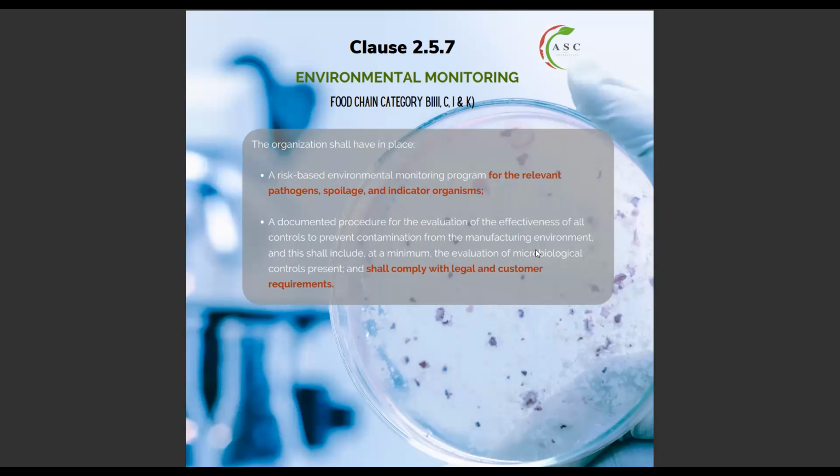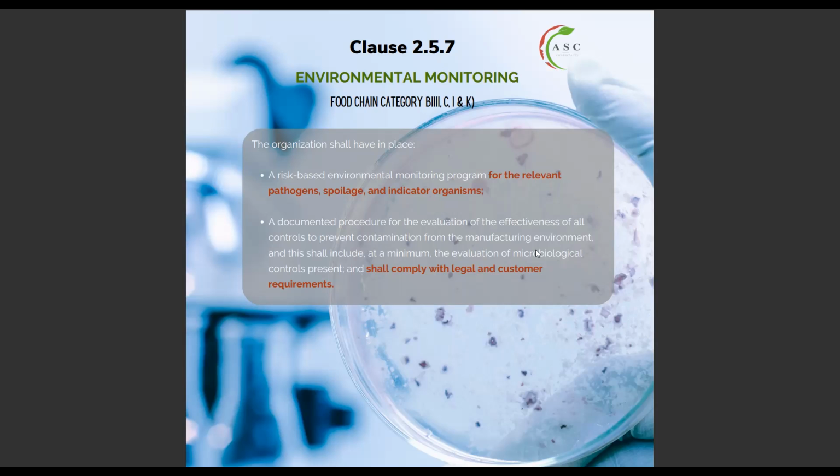So the first thing is that there must be a risk-based environmental monitoring program for the relevant pathogens, number one. So disease-causing organisms. Two, spoilage, the ones that will cause the quality of the food to deteriorate, and indicator organisms. Okay, so we're going to just touch on that in a moment.